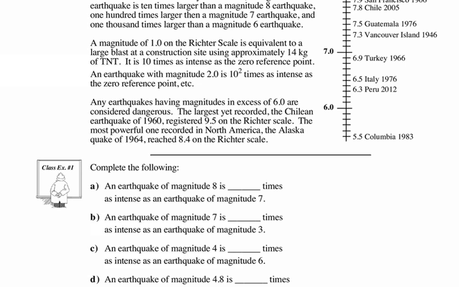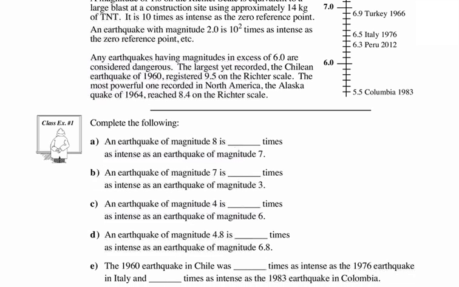So let's try a couple here. An earthquake of 8 is how many times more intense as an earthquake with a magnitude of 7? 10. Okay, how about 10. What's 7 compared to the 3? 10 to the 4, or 10 with 4 zeros, or 1 with 4 zeros, so 10,000 times as intense.